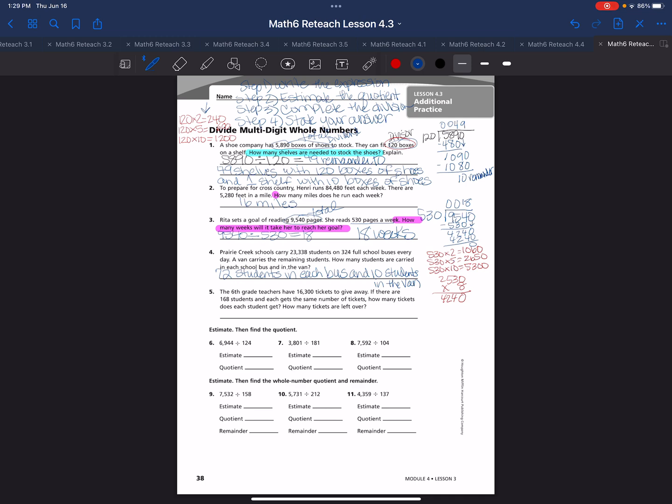And for question 5, remember this is the total, so that's your dividend. So we're going to have 16,300 being divided by 168. How many tickets are left over? And how many tickets does each student get? So remember there's 2 answers to this one.